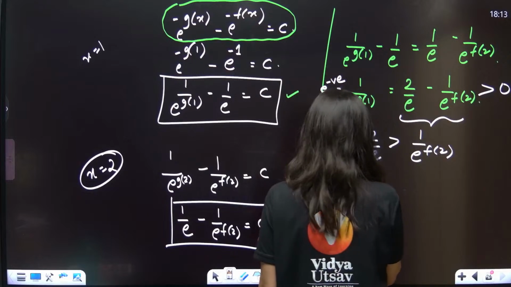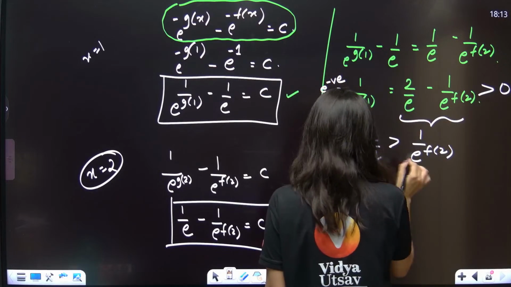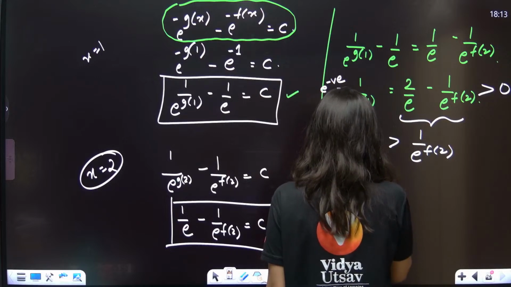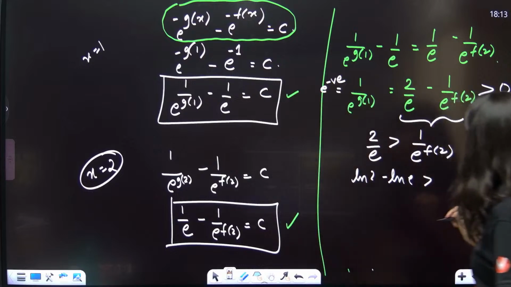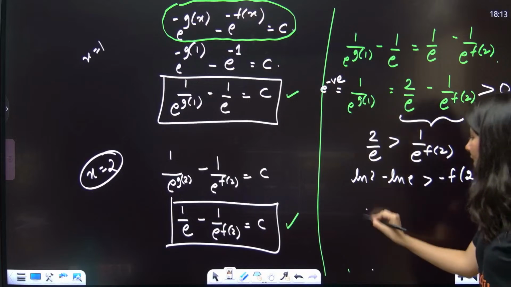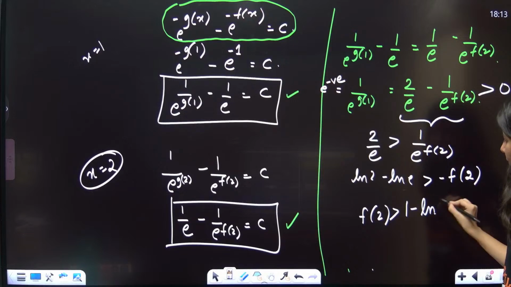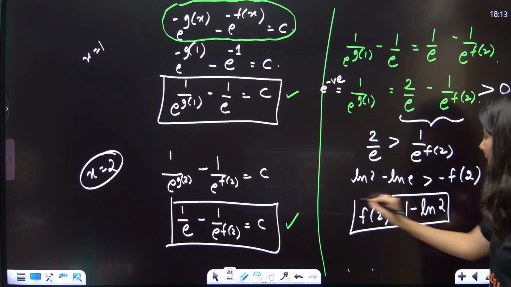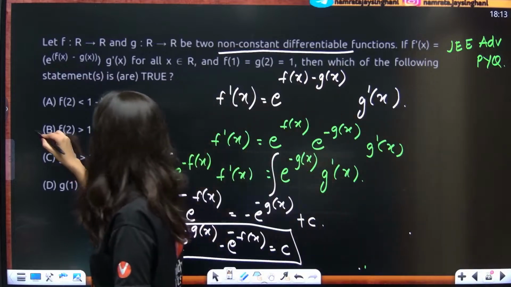Correct? Or what you can do is take log both the sides. If you take log both the sides, log 2 minus log e is greater than, over here you are going to get minus f of 2. If you multiply the negative sign, f of 2 will be greater than 1 minus log 2. f of 2 greater than 1 minus log 2.